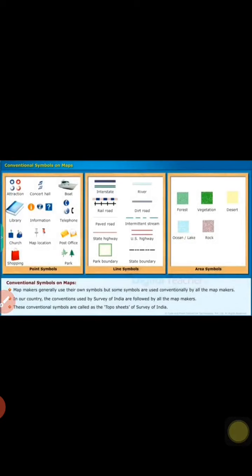Next, conventional symbols on maps. Here, point symbols, line symbols and area symbols are mentioned. Map makers generally use their own symbols, but some symbols are used conventionally by all the map makers. In our country, the conventions used by Survey of India are followed by all the map makers. The conventional symbols are called the topo sheet of Survey of India.